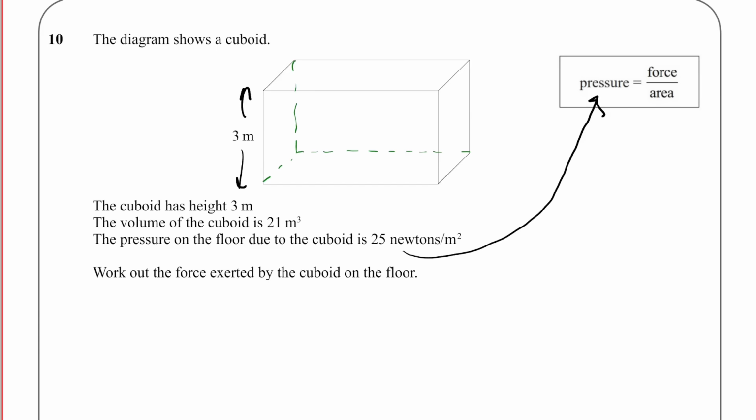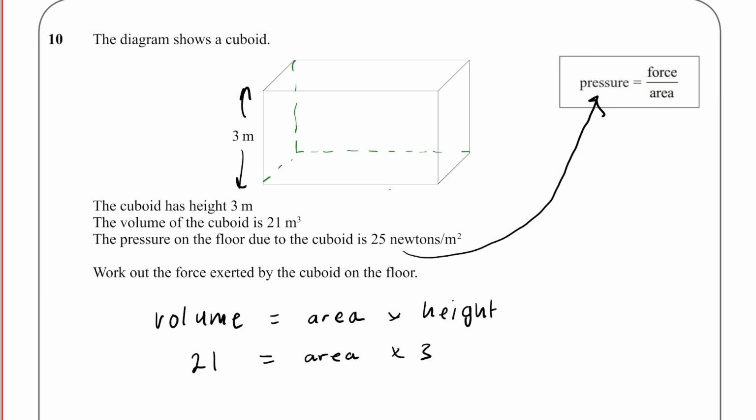And we know that we've got the volume and the height, so we can work out the area, because volume is the area of the cross-section times the height. So the volume is 21. We don't know the area, but area times 3 makes 21. So the area must be 7.